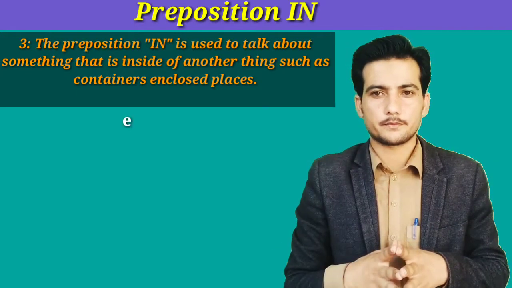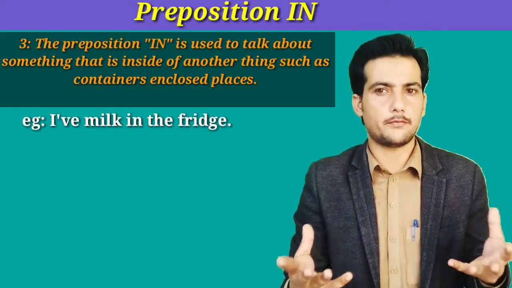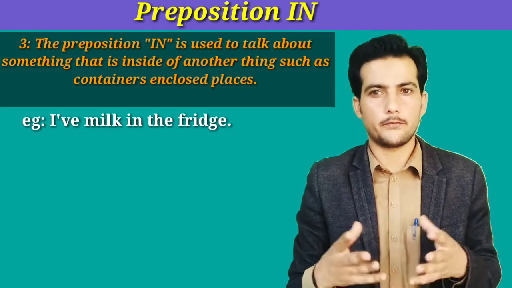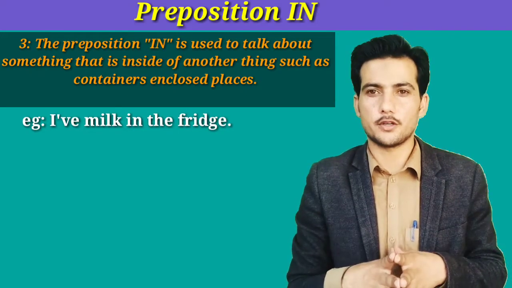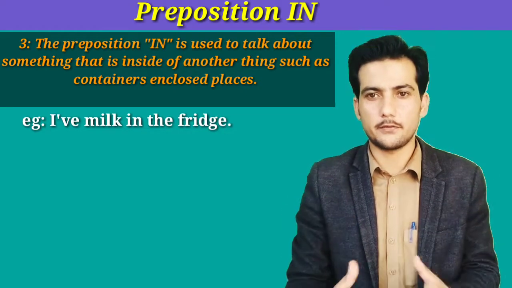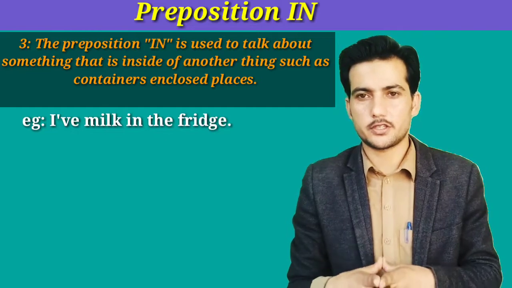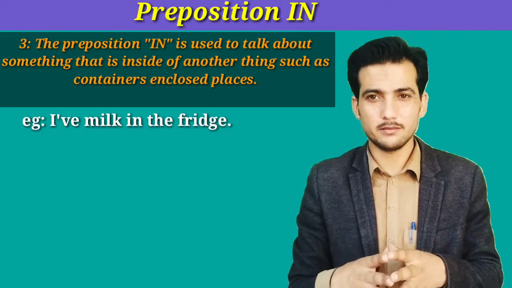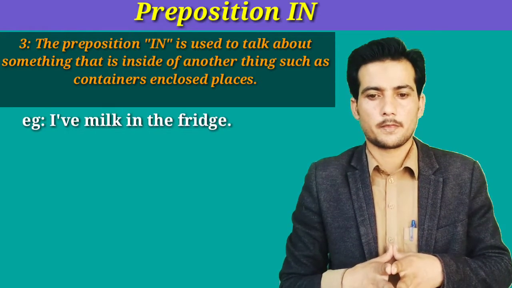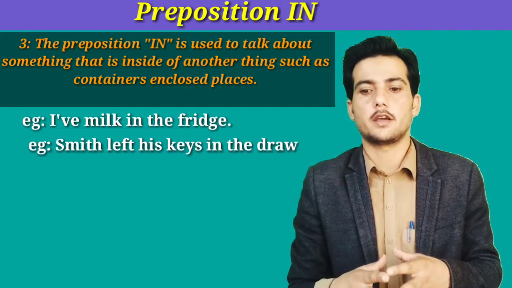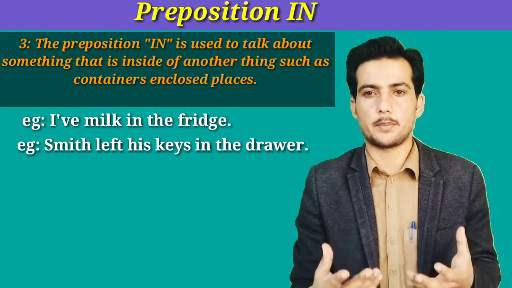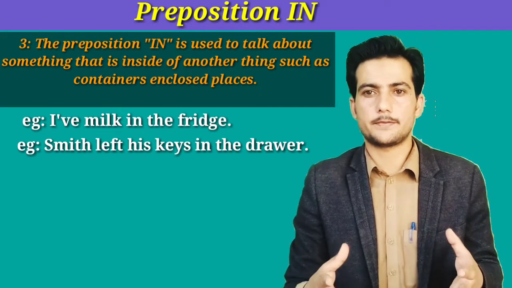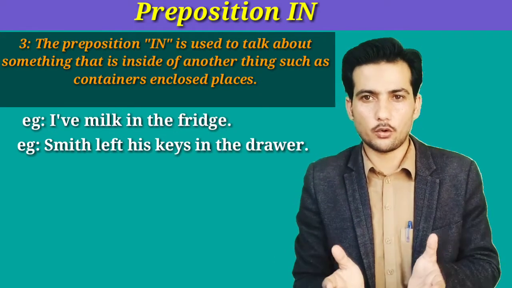For example, I have milk in my fridge. Where do I have milk? In the fridge. Why did I use "in"? Because milk is inside the fridge. So that is why we used the preposition "in" here. Smith left his keys in the drawer. So we used the preposition "in". Keys are left in a drawer, that is an enclosed place.